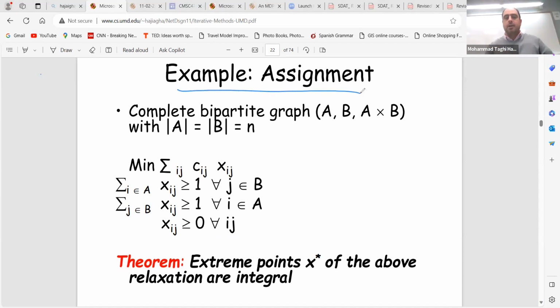Assignment problem. What is assignment? You are given a complete bipartite graph. This is bipartite matching, essentially. Say the sizes of both sides are equal to n, and each edge has some cost, C_ij. And you want to select some of these edges, which is a matching, essentially.